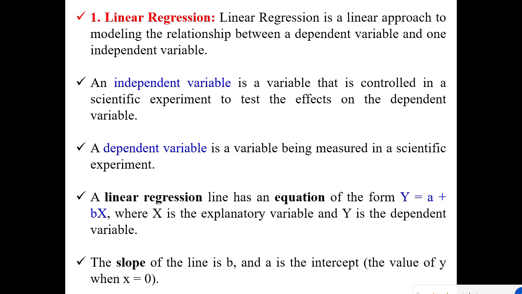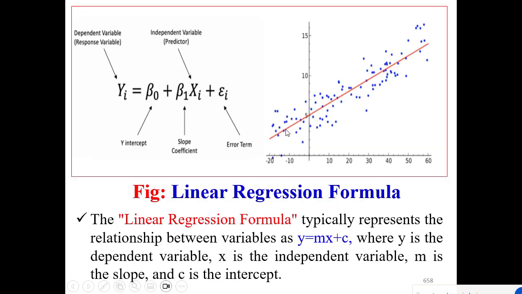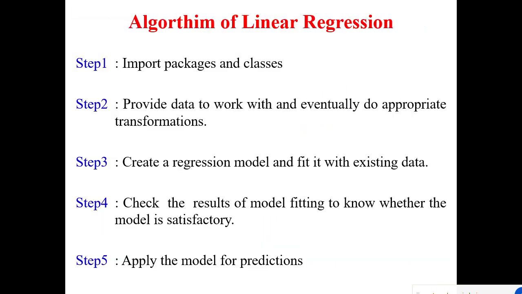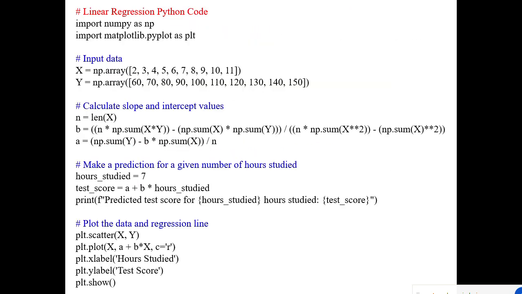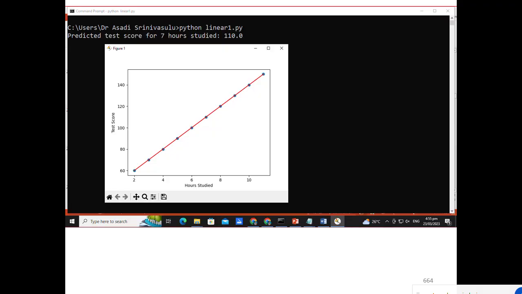We are using slope b and a is the intercept, and when x is equal to 0 we are predicting the y value. So we executed linear regression last class, y equals mx plus c, where x is the independent variable, y is the dependent variable and c is the intercept value. We executed the formula and we got a result for linear regression.